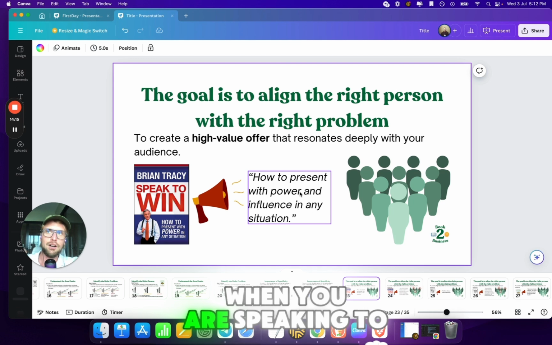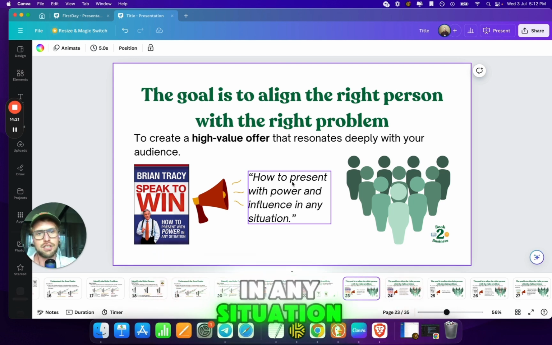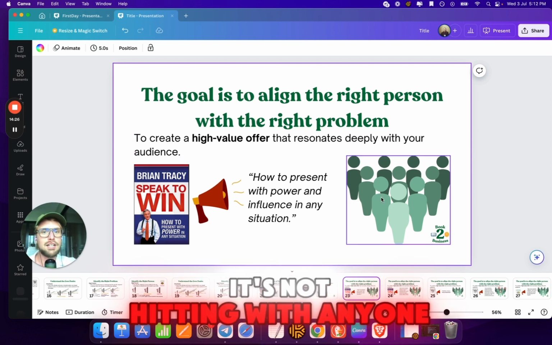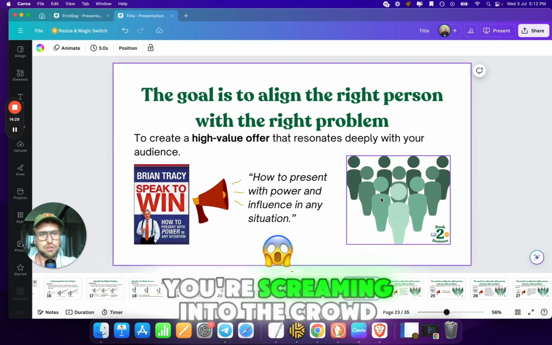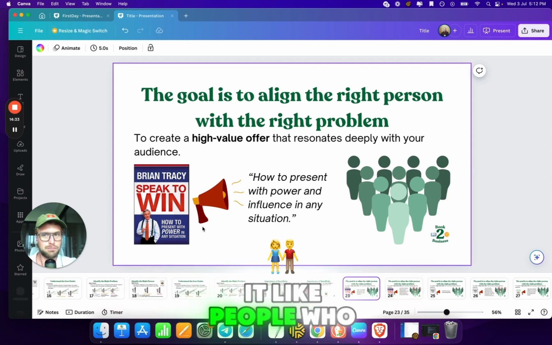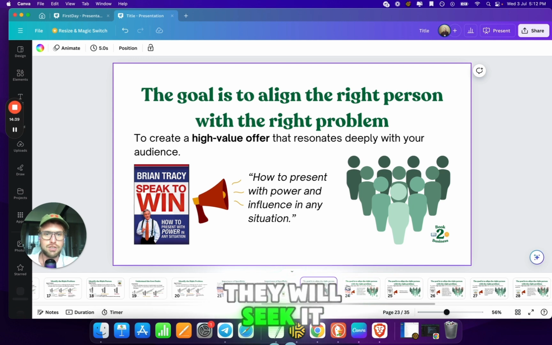When you are speaking to the world and you're saying how to present with power and influence in any situation, it's not resonating, it's not hitting with anyone. You're kind of just screaming into the void, you're screaming into the crowd. Like it will hit some people, right? Like people who are really, really interested and they want to do this, yes, they will buy this book, yes, they will seek it out.